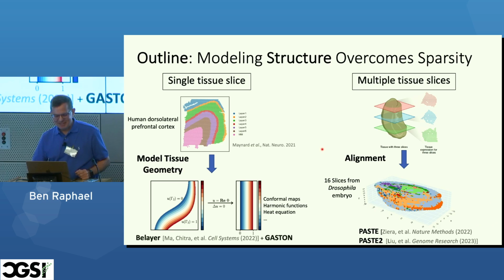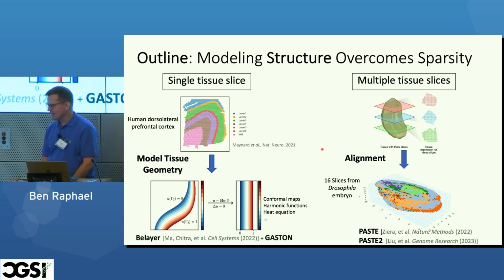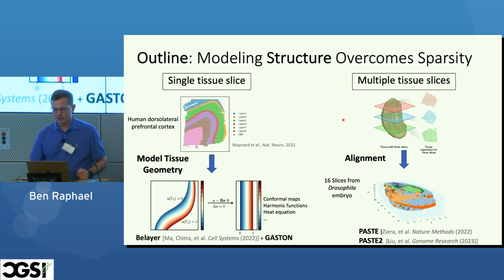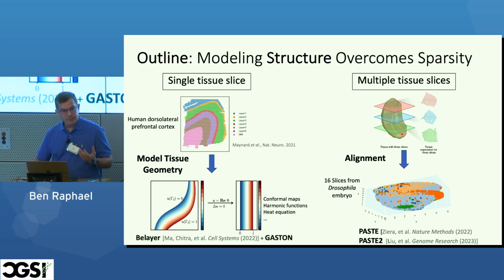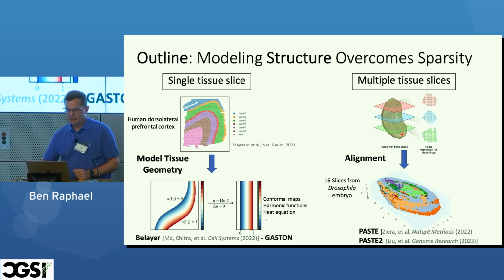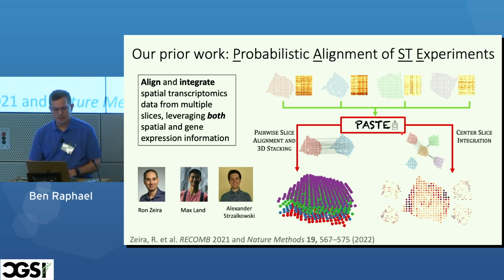So in the last few minutes, let me show you a quick version of the multiple slices. This was a method that I described originally at CGSI last year, but we have some new work that I wanted to quickly highlight. So the idea here is you've got multiple spatial transcriptomic slices from the same tissue. Can you stack them up and align them in one mode to get pairwise alignment? Or can you take all the slices and integrate them into one center slice to help overcome sparsity by pooling information from multiple slices?